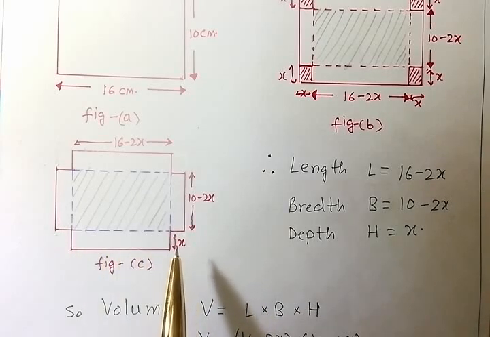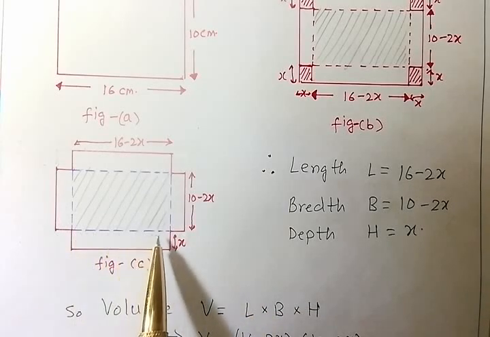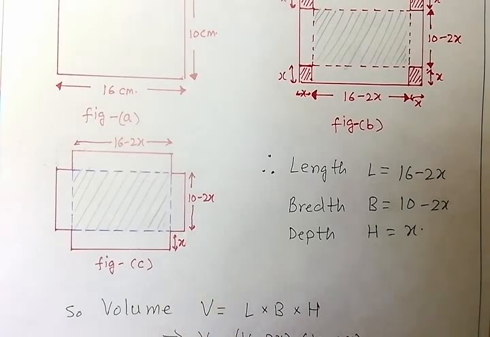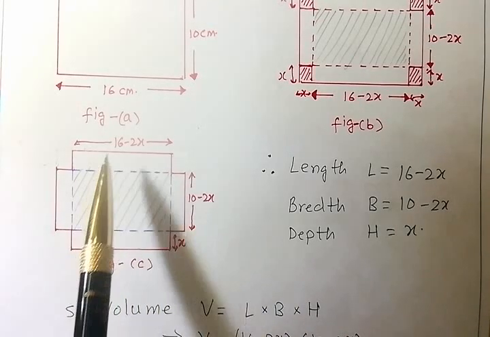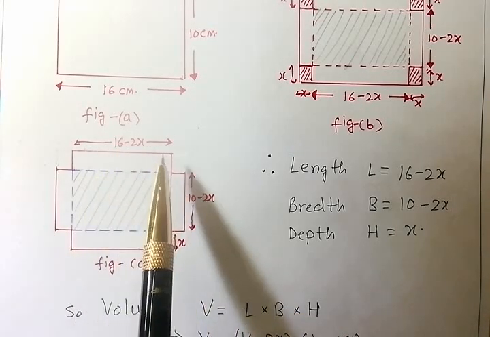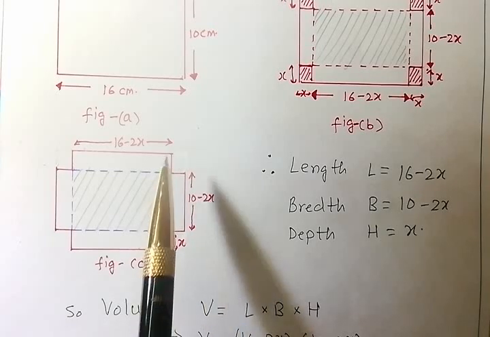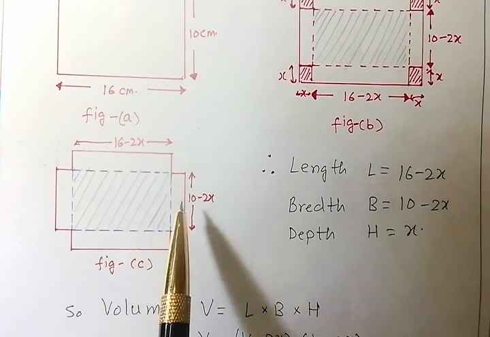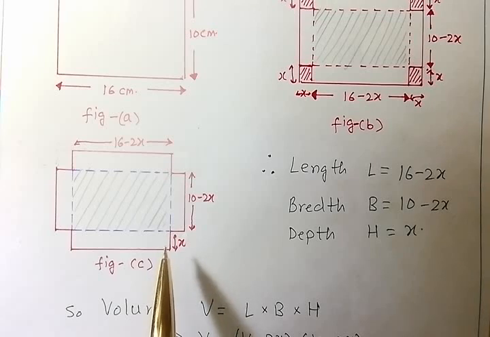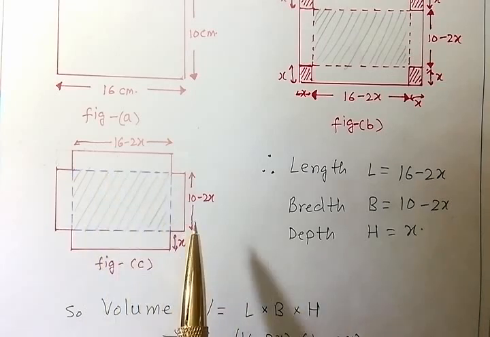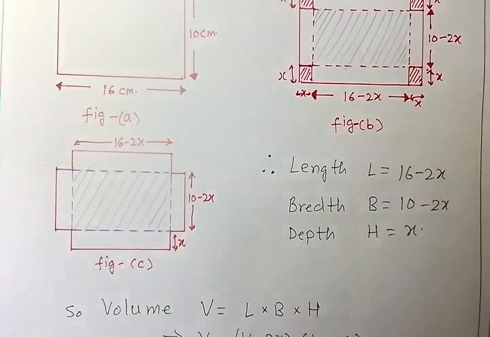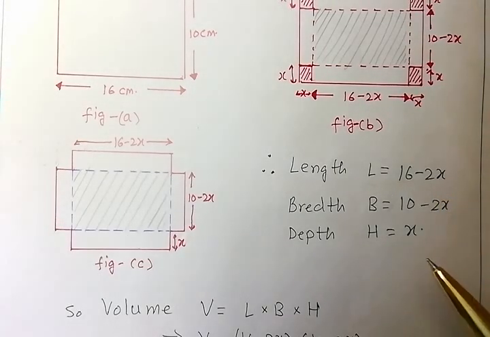x plus x, 2x. So the length will be 16 minus 2x. And what will be the width? Total is 10, 2x are removed, so this will become 10 minus 2x. And what will be the depth? Depth will be x, as this flap will go up. So length is 16 minus 2x, breadth is 10 minus 2x, and depth is equal to x, which is written here. Okay, so let us find out the volume.